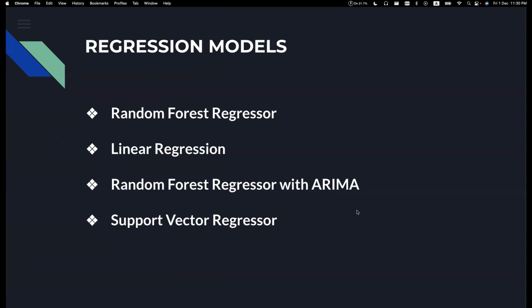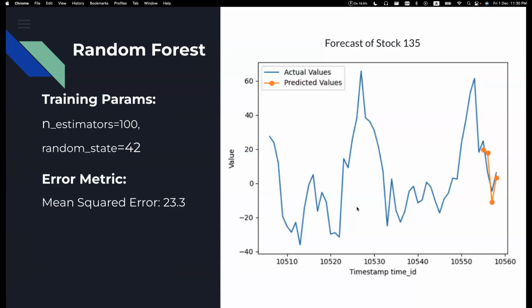Coming to the next slide, we have a few regression models that will be covered there. Next slide, please. This is the random forest which I had done. I divided the dataset of 9 minutes into 8 minutes and 1 minute. The 8 minutes is for the training and 1 minute is for the testing.